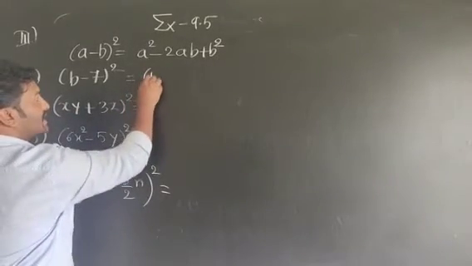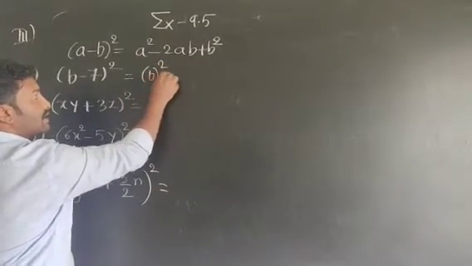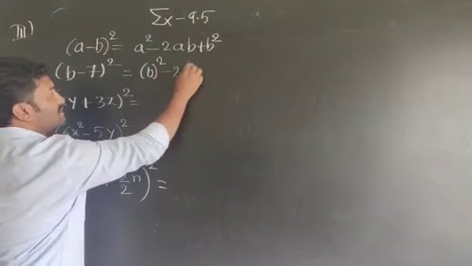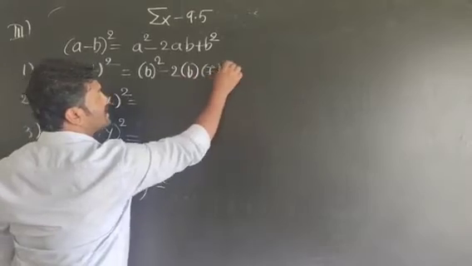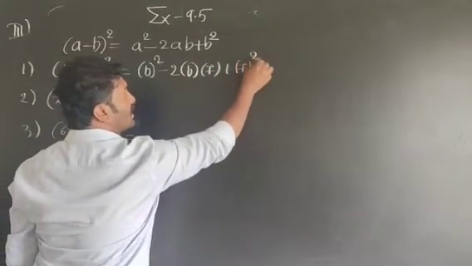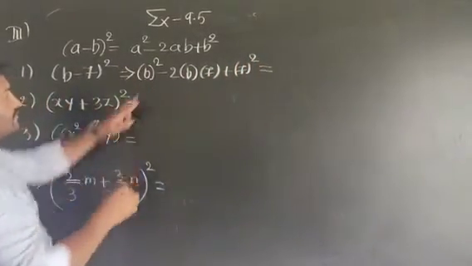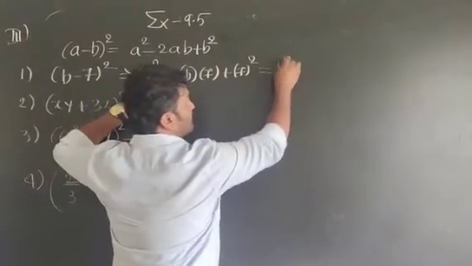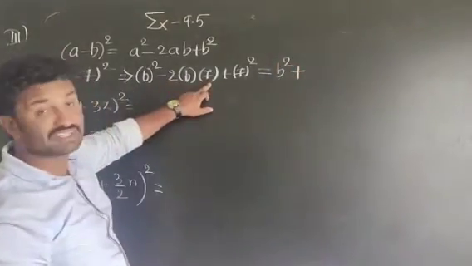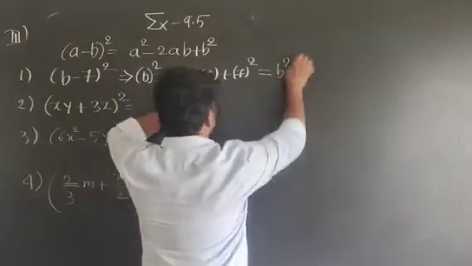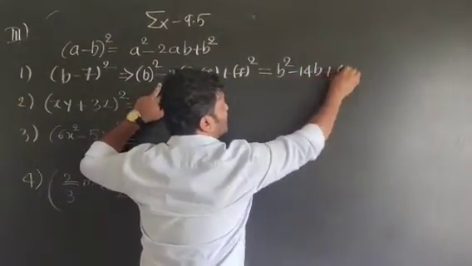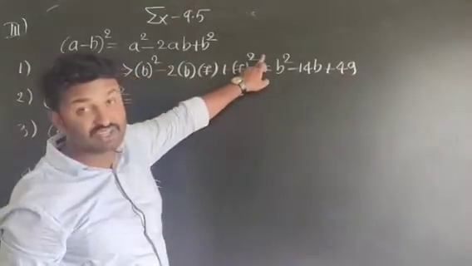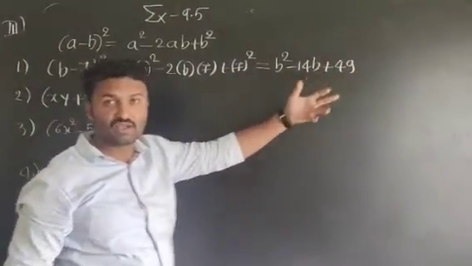a value is b, so b² − 2 × b × 7 + 7². 7 whole square is b² − 14b + 49. Why 49? 7 × 7 is 49.